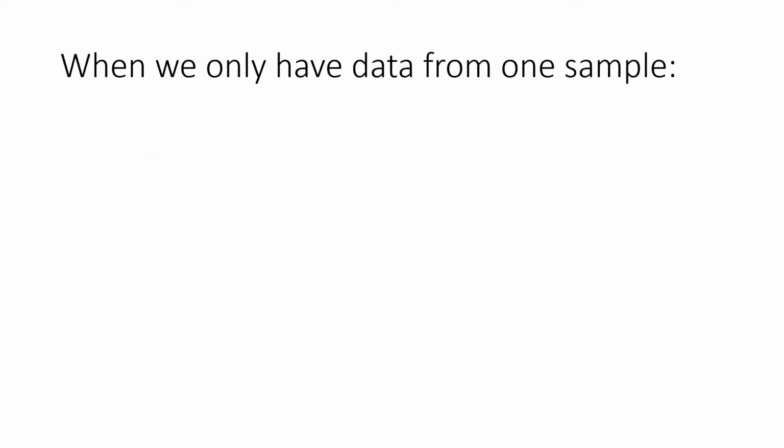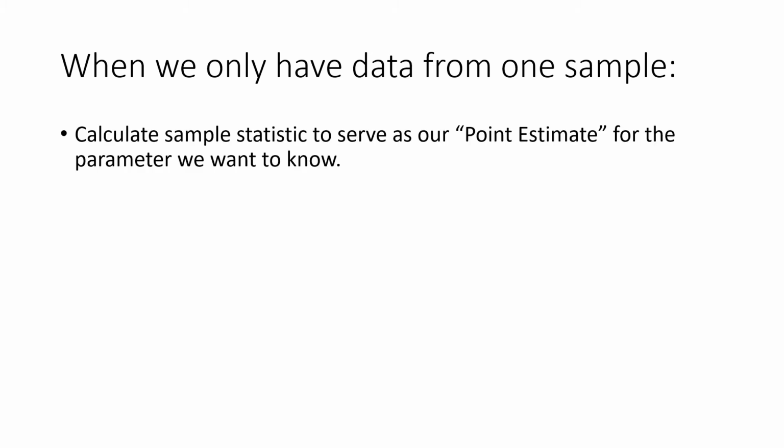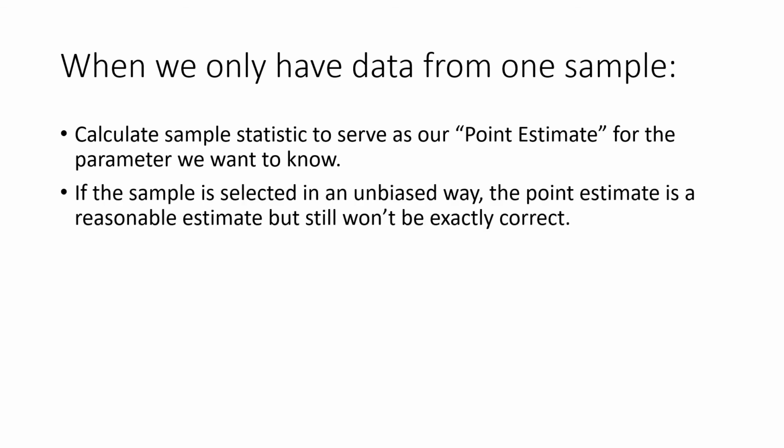In a real research setting, usually we only have data from one sample. And so in this case, we will use the sample statistic that we calculate to serve as our point estimate for the parameter that we really want to know about. If the sample is selected in an unbiased way, then the point estimate is a reasonable estimate for the parameter, but it's still not going to be exactly correct.